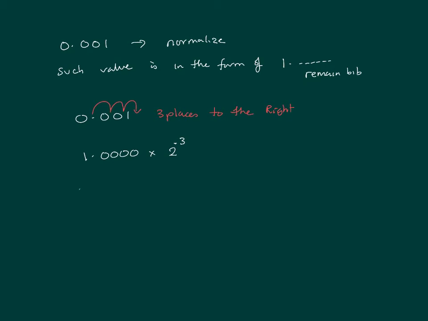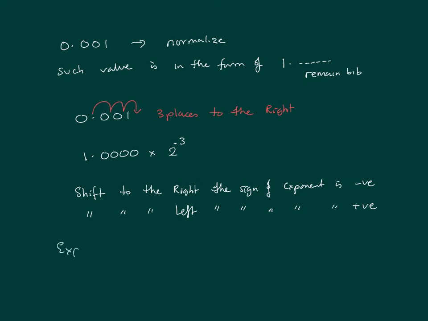So if I shift to the right, the sign of the exponent is negative, and if I shift to the left, the sign of the exponent is positive, and in our case we have minus 3. So my exponent is equal to minus 3. Now I need to normalize, so I'm going to add the value of 127.